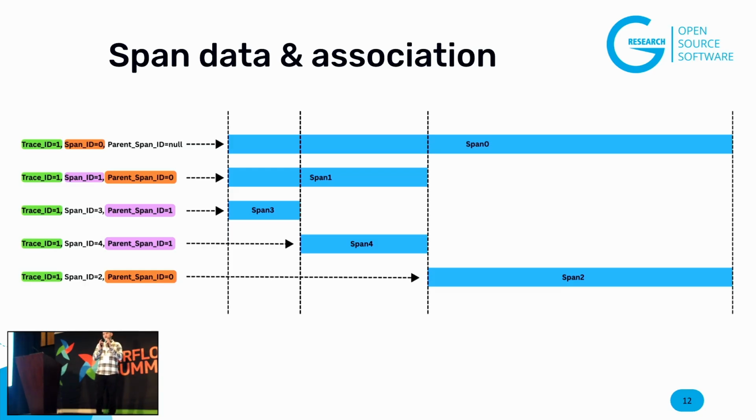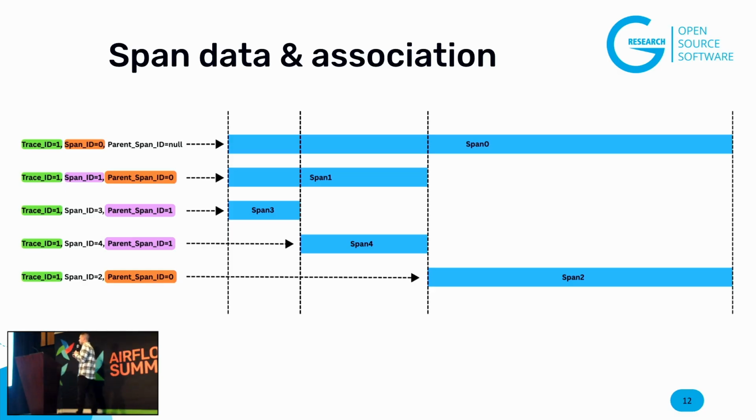These data together form the span context. Spans that all have the same trace ID belong to the same trace. So if you can see here, with the green, these all have the same trace ID, and so they belong to the same trace. And they are organized together in that tree view.